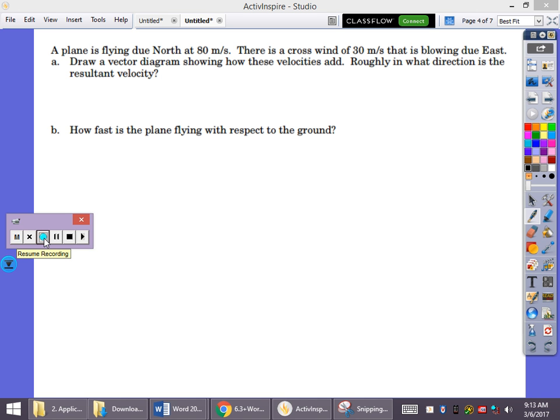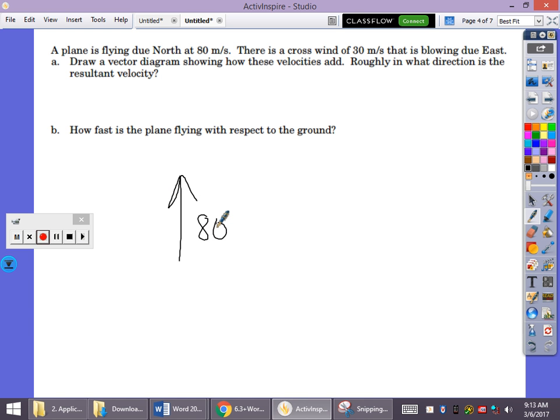Let's see how you did with this one. A plane is flying due north at 80 meters per second. There is a wind pushing towards the east. Okay, so pushing towards the east, I put it there. Again, you could have put it up here, because then it would have made my parallelogram, yes? Okay, the resultant vector must connect an initial to a terminal.